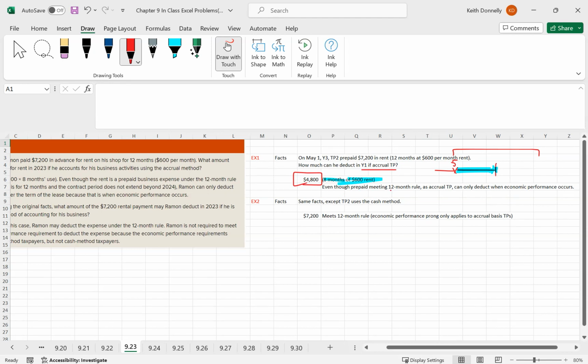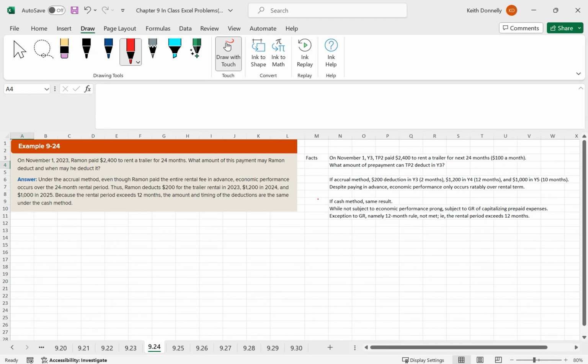And I said, even though the prepaid meets the 12-month rule, as an accrued taxpayer, we can only deduct it when economic performance occurs. Okay, so it's like 12 months plus economic performance, right? We don't have economic performance here. You can see if it was cash method, right, you would get the 12-month rule. That economic performance test doesn't apply there. So that's a good way to distinguish those for kind of how that 12-month rule comes into play.